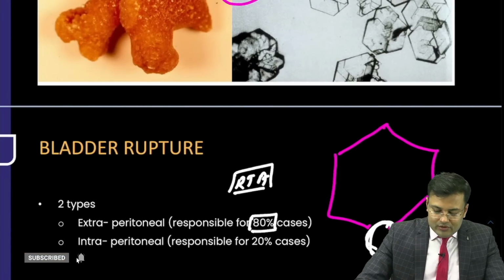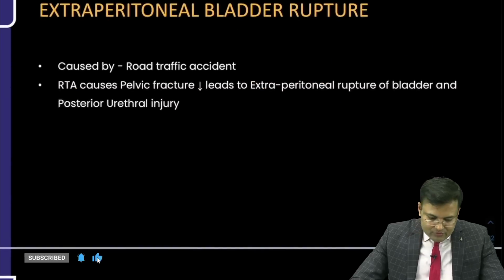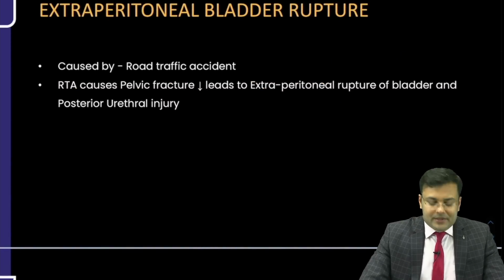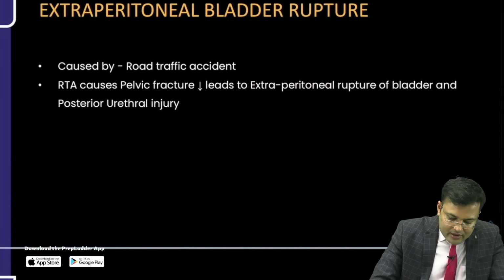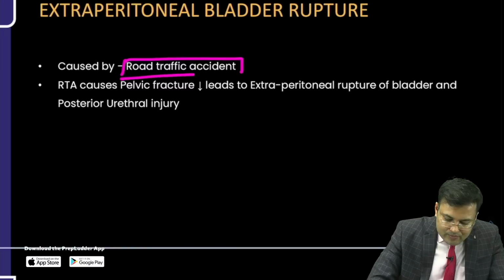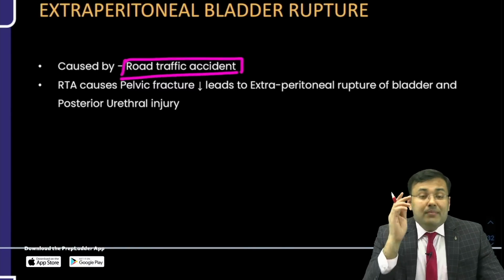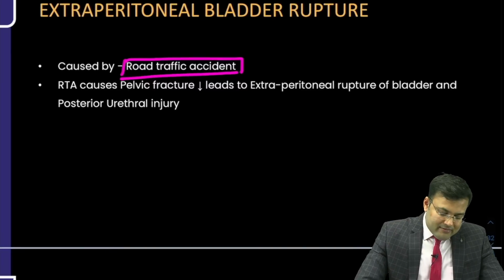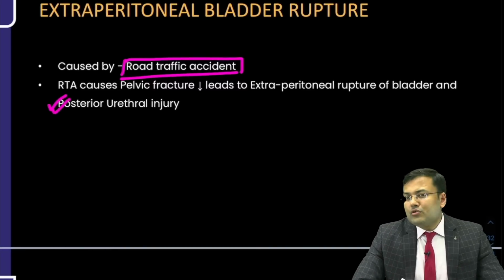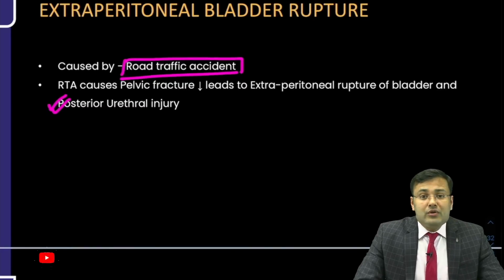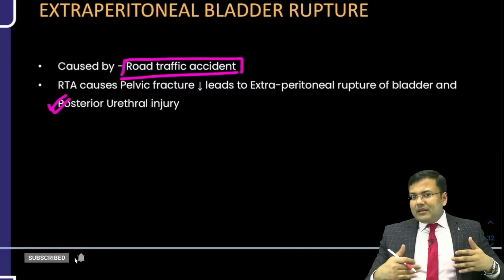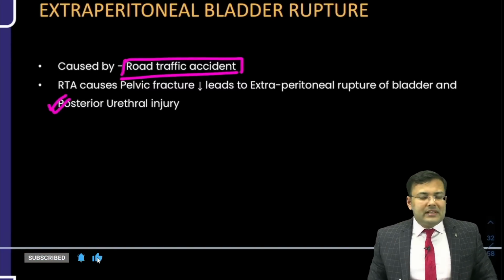One by one we are going to discuss. First we are going to discuss extraperitoneal bladder rupture. It is caused by road traffic accident leading to pelvic fracture. You know that the posterior part of the urethra is also located in the pelvis, so sometimes it is associated with posterior urethral injury. Simple.